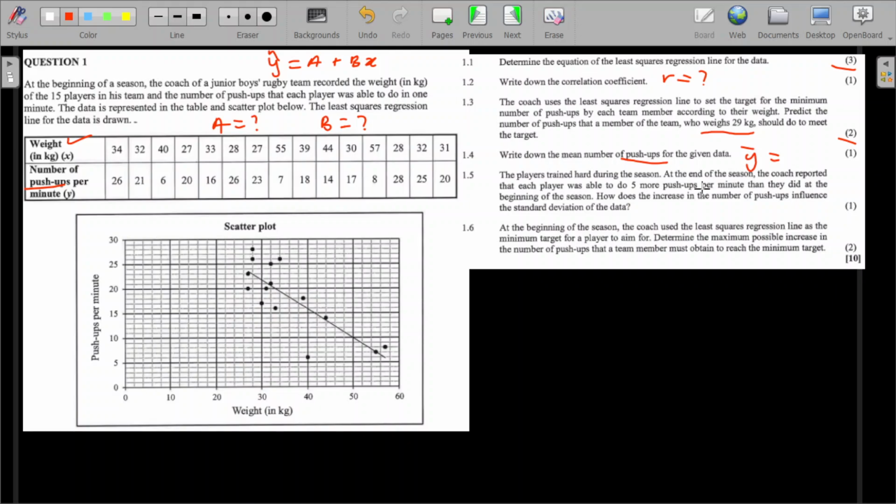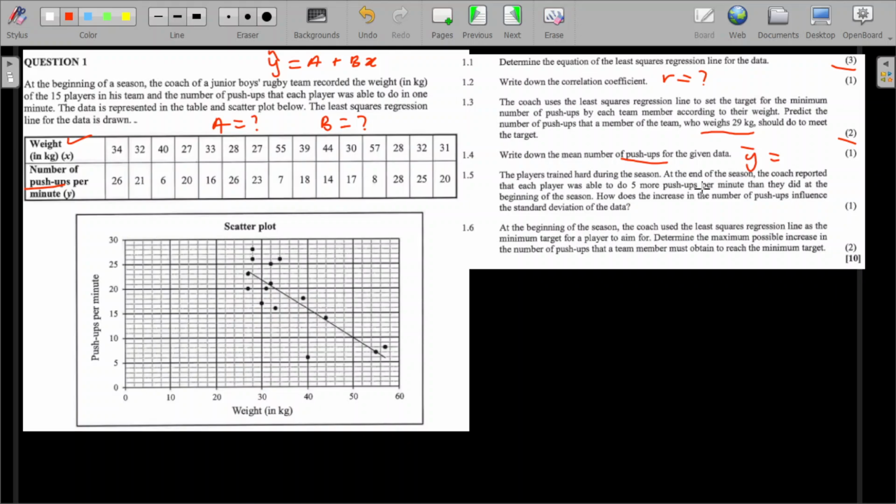Now, on 1.5, they're saying the team trained hard during the season. At the end of each season, the coach reported that each player was able to do 5 more push-ups per minute than they did at the beginning of the season. How does the increase of the push-ups influence the standard deviation of the data? That is a very important question. You need to know how changing the data influences the standard deviation, which is again very important there.